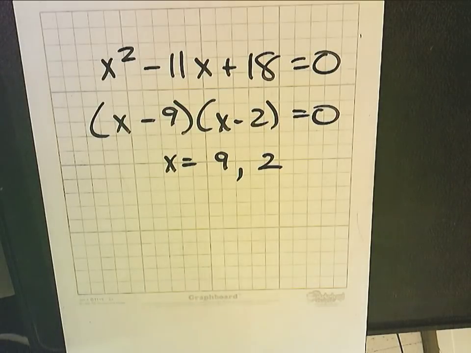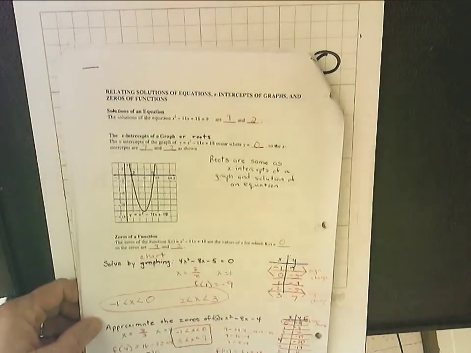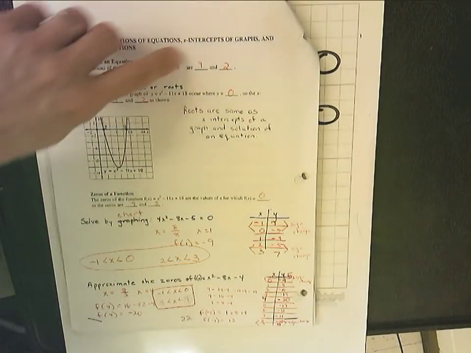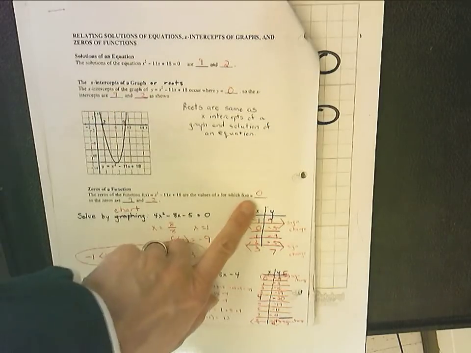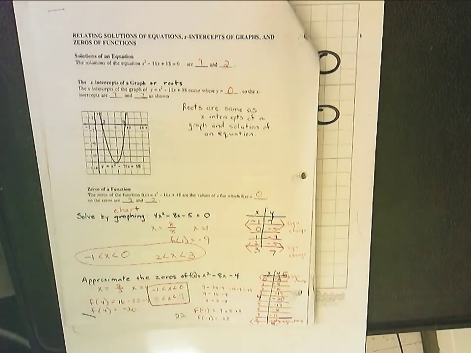And as it turns out, they actually graphed it for you. If you look at the picture, your x-intercepts are 2 and 9. So this shows you that your solutions to the equation were 9 and 2. Your x-intercepts of the graph, or your roots, were 9 and 2. And the zeros of the function are going to be 9 and 2. Okay, so you get to fill that in here in your notes. This should be 9 and 2. And when y is 0, this is 9 and 2. And when f of x is 0, this is 9 and 2.